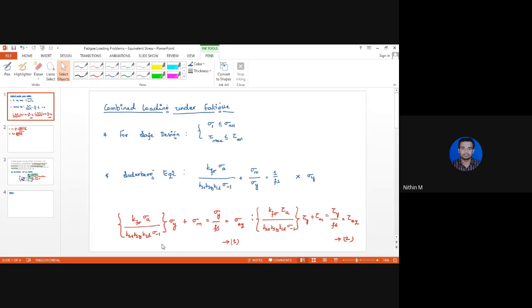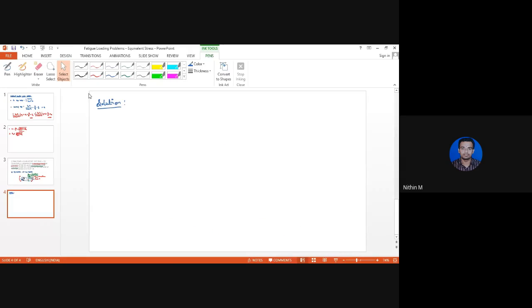One of the most important things you need to observe here is, since the component is prismatic, with no change in cross section anywhere, the value of Kf sigma need not be taken care of. Kf sigma will be equal to 1 because there is no change in cross section, which translates to there being no stress concentration in the component. Note down the remaining equation. Design equation is Soderberg equation itself, because the component is ductile in nature.